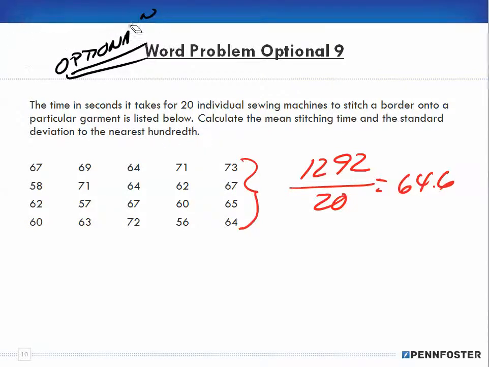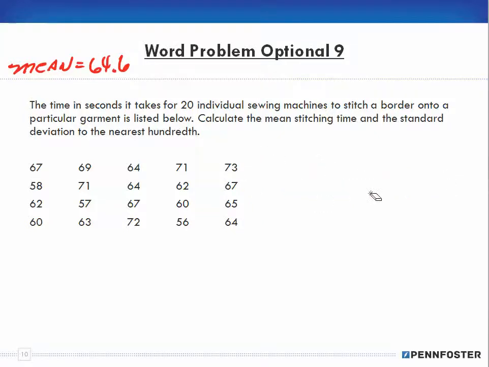Okay, so I'm going to erase this here. All right, so the mean is 64.6. Okay, all right, so that's the first thing that you have to do. Now, the problem is telling you to calculate the mean stitching time and the standard deviation to the nearest hundredth.